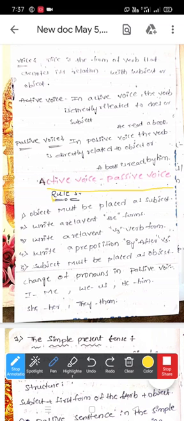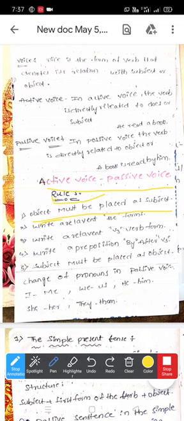Next, the rules for changing active into passive. When we are changing the sentence from active to passive, we must follow the rules. First, the object must be placed as the subject in the sentence we are changing into passive.